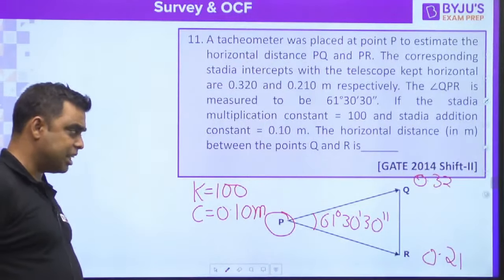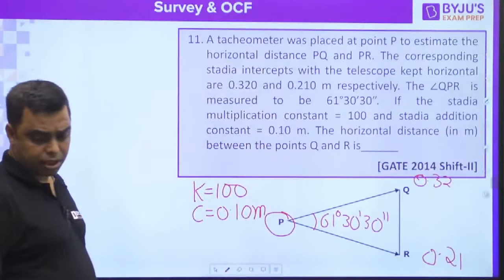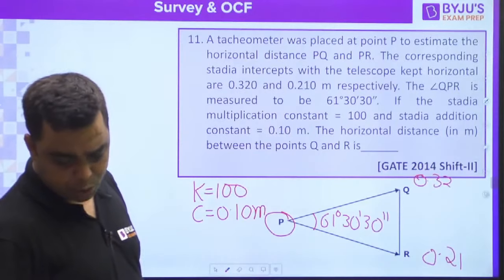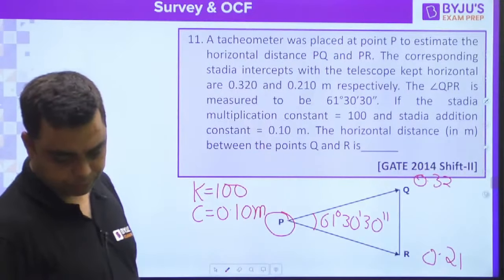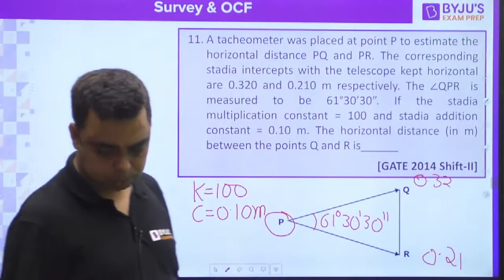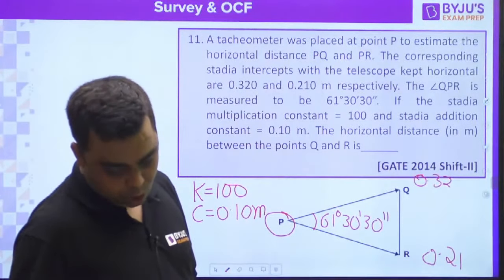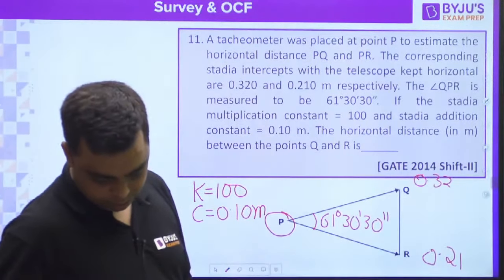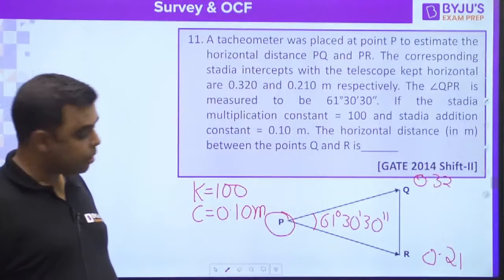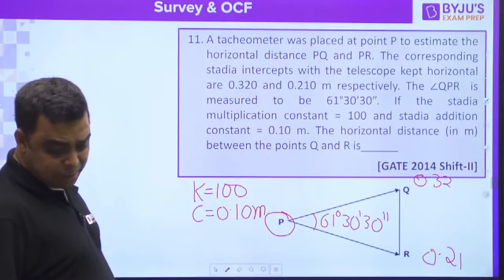Okay, guys. See, information is given about P and Q, and we need to determine QR. Agreed? So what to do? Okay, Prathamesh ji has given the answer very quickly. Very good. Prathamesh ji, can you help me out with the calculation?